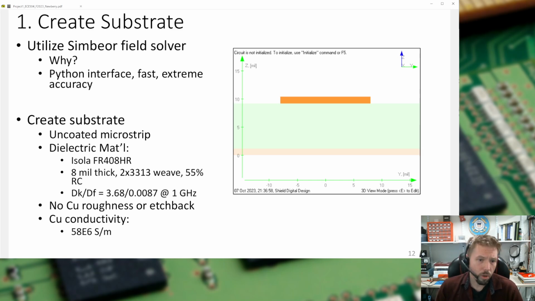In this case, I chose a 2x3313 weave with 55% resin content and an 8 mil thickness. So this is one of the core materials from Isola that you can get off the shelf. And that particular construction has a DK value of 3.68 and a DF of 0.0087 at 1 gigahertz. Now, I did not model any roughness or any etchback. We're just using a smooth copper rectangular cross section, and copper conductivity used the textbook value, 58 times 10 to the 6th Siemens per meter.